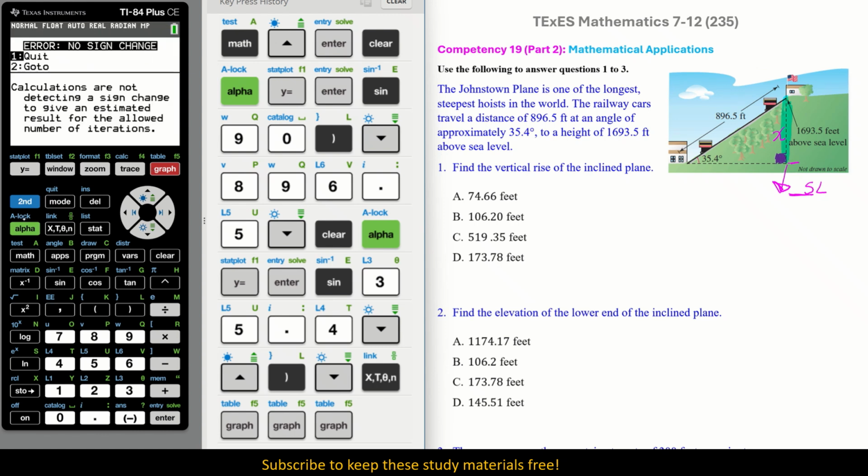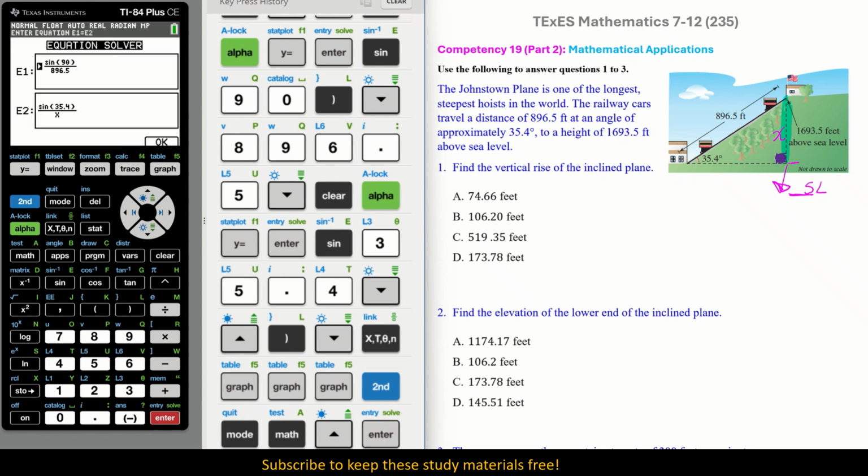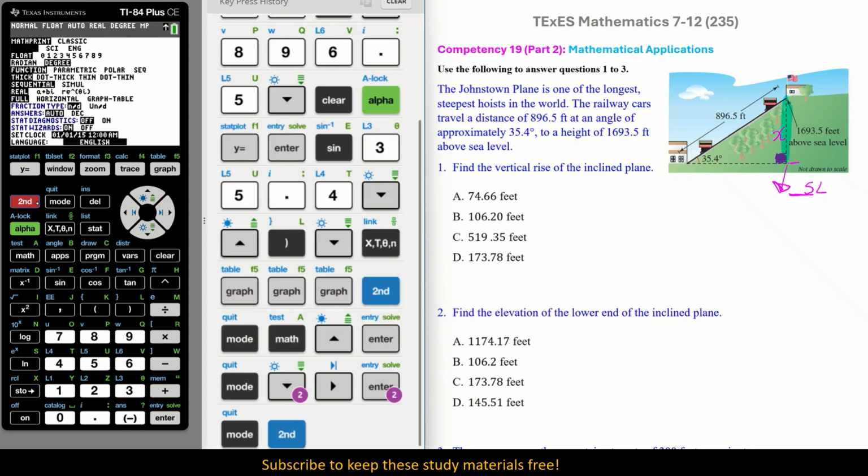Uh-oh. Did I push it too many times? Let me see what happened. Sine of 90 degrees, sine. Oh, you know what? Let me see if I have it in degree mode before I go any further. Mode, and I do not. I have it in radians. Good point, guys. When you start getting little messages, and if you don't get the right ABCD options, before you say in your brain that you didn't do it right, check your mode. Thank goodness the calculator said you are in the wrong mode. Okay, now second mode to get out of there.